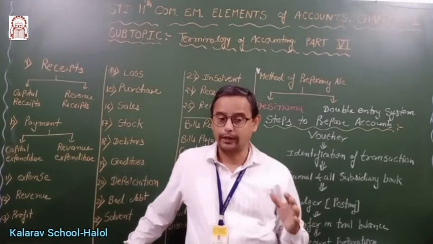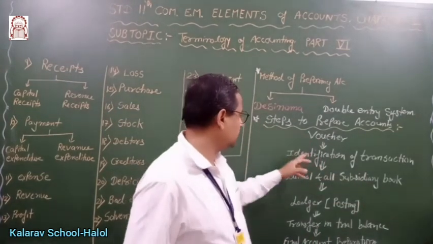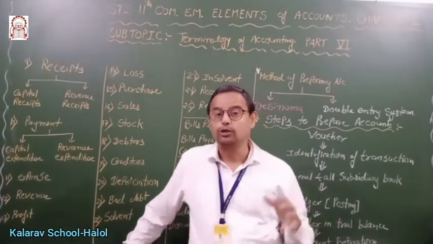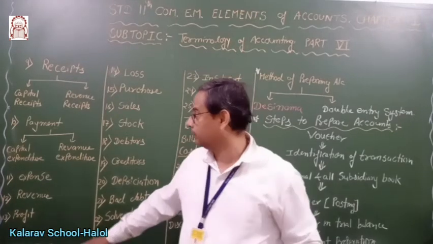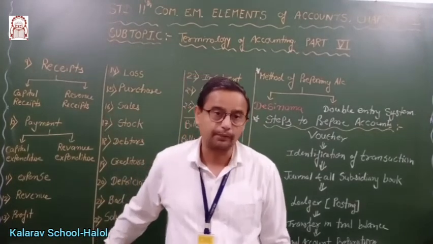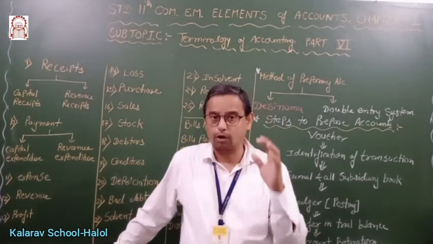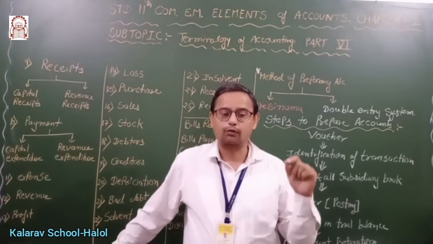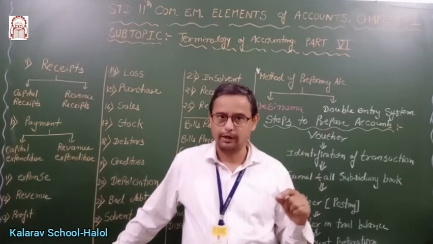So again I am telling you, the next chapter will start from the journal, meaning identification of transaction; from there it will begin. So be more alert. Whatever topics we studied here and before this in part 5, all that should be kept in your mind. Recall it, read it again and again, then only you will be acquainted with these words, and you will understand accounts in a systematic and better way.